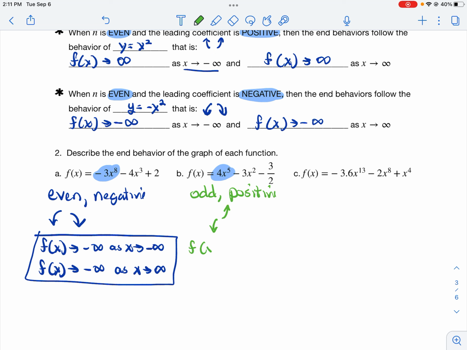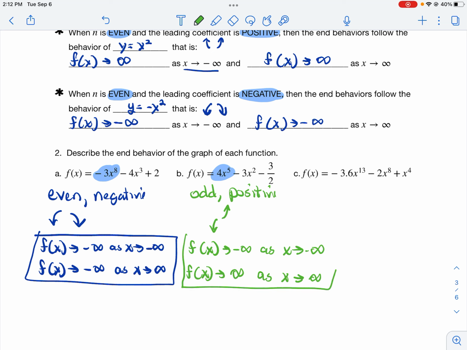So the left arrow goes down as x goes to negative infinity. So that's my left end behavior. And then my right arrow is going up. So f of x goes to infinity as x goes to infinity. Now notice you have to write f of x goes to something as x goes to something.